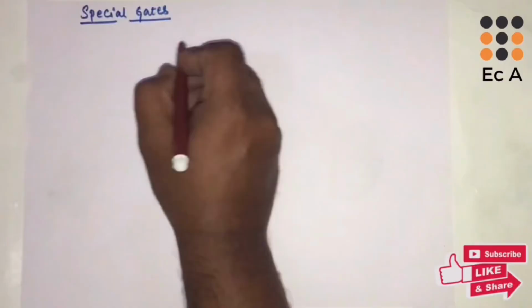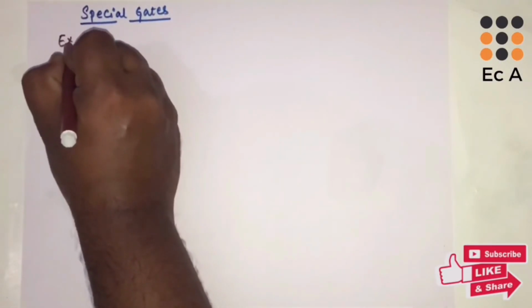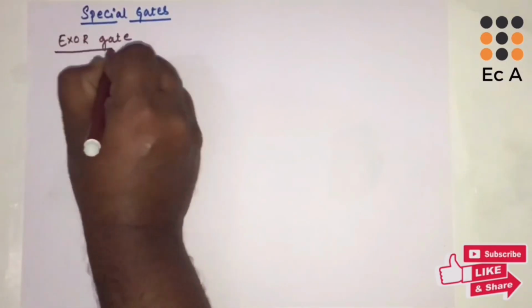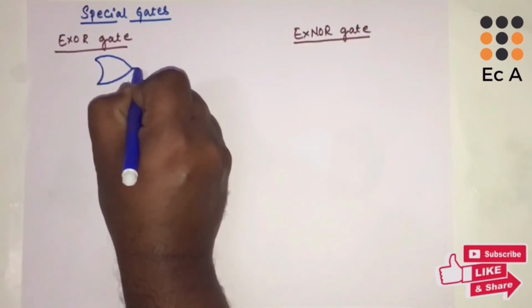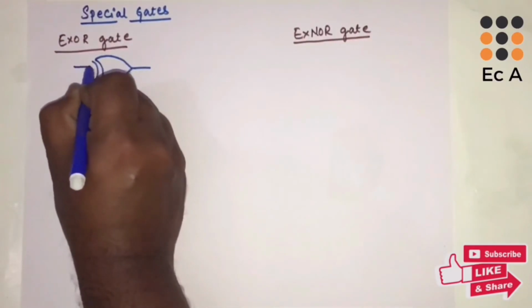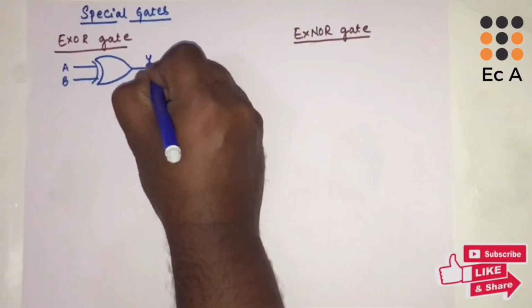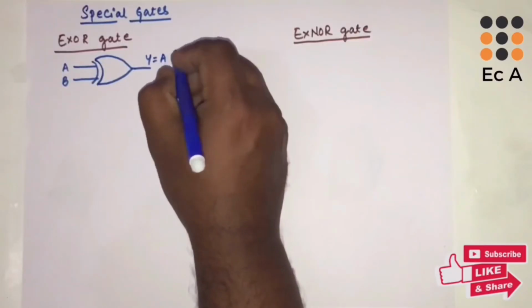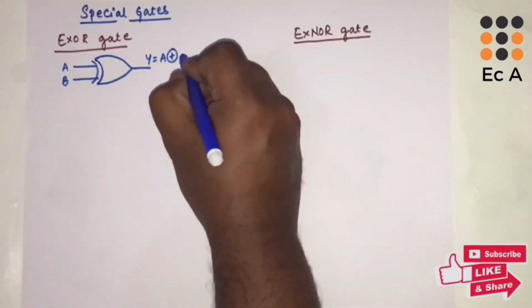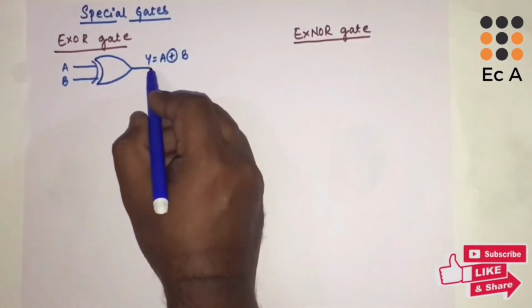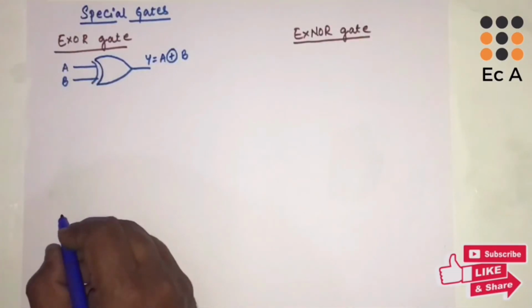Now let us see special gates. So there are two special gates. First one is XOR gate and the second one is XNOR gate. This is the symbol for XOR gate with two inputs A, B, and output is written as A. We'll write a plus sign with a circle that specifies XOR operation, and B. Y is equal to A XOR B is the output of XOR gate.